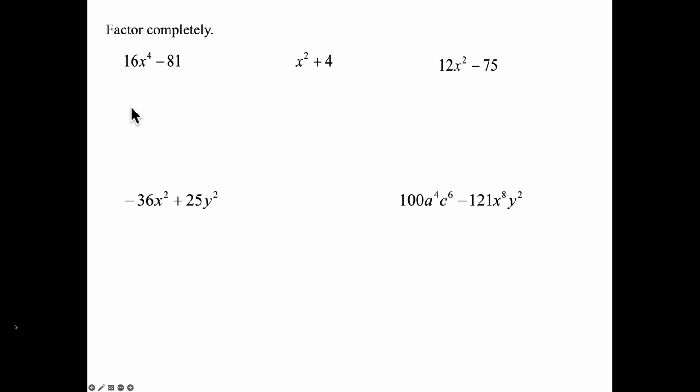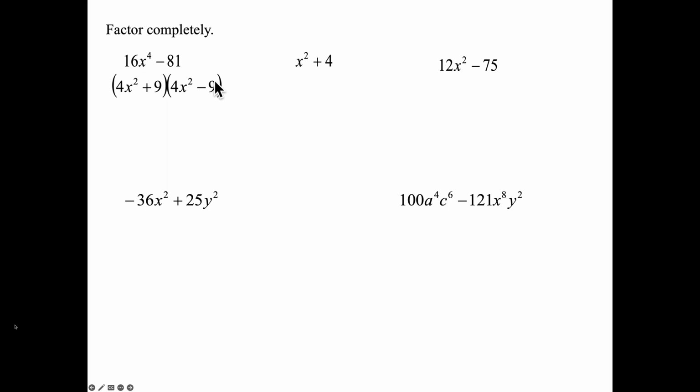Now, from our perfect square trinomials, remember we said any variable to an even power is a perfect square. So 16 is a perfect square, x to the fourth is a perfect square, 81 is a perfect square. We're subtracting. Take the square root of each one. Square root of 16 is 4. Square root of x to the fourth is x squared. You just divide the power by 2. Square root of 81 is 9. So 4x squared plus 9, 4x squared.